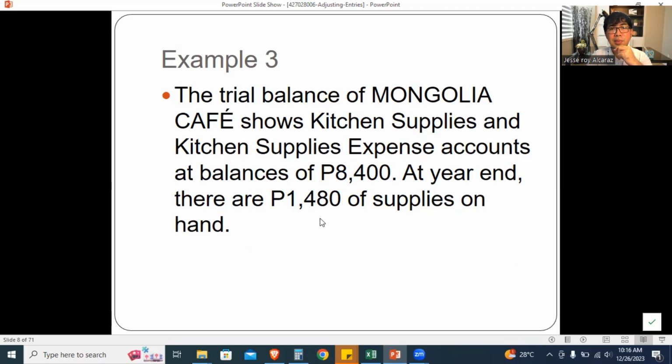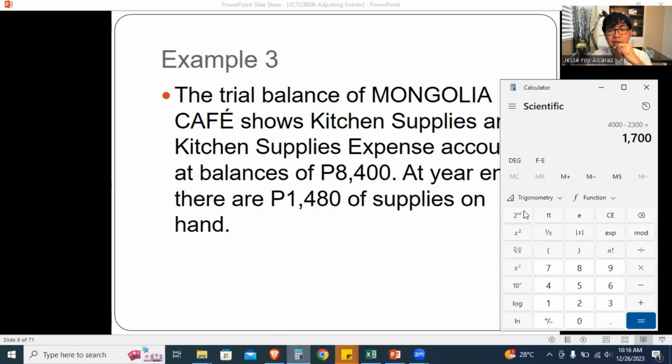So, what does that mean? It means the difference, it is safe to assume nga nagamit na siya. And therefore, there is a need to record an expense for the portion nga nawala. Okay? Or nagamit. 8,400, nagsugod ta, recorded as 8,400. And then at the end of the period, nabilin na lang daw 1,480. Therefore, there is 6,920 that we have to record as an expense.